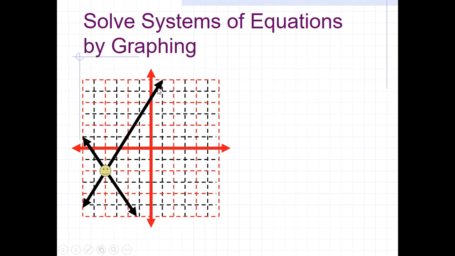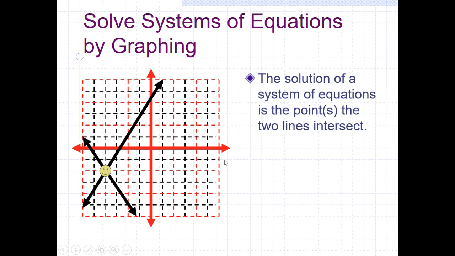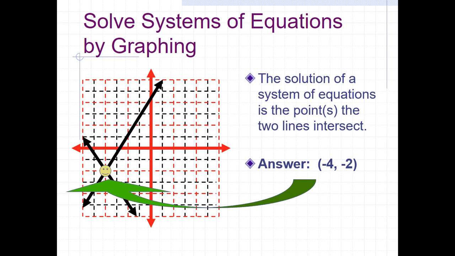Now remember that the graph of a line represents all the possible solutions for the equation that you have. So if I'm trying to find the solution to the system, it is the common solution, and the common solution is found at the point of intersection. In this particular example, it intersects over here at -4 and down -2. So the solution to this system is the intersection of the two lines, which is the point (-4, -2).